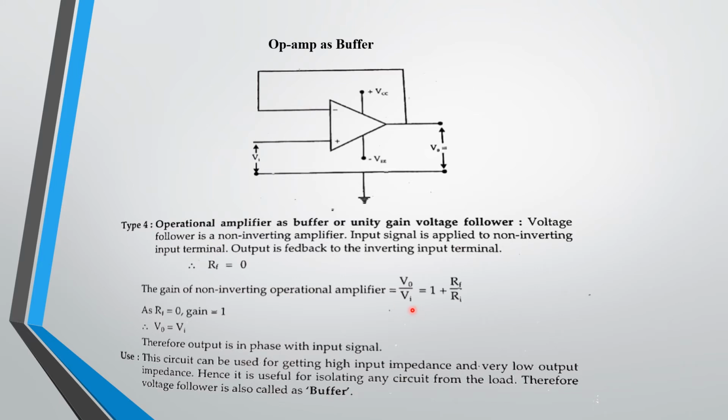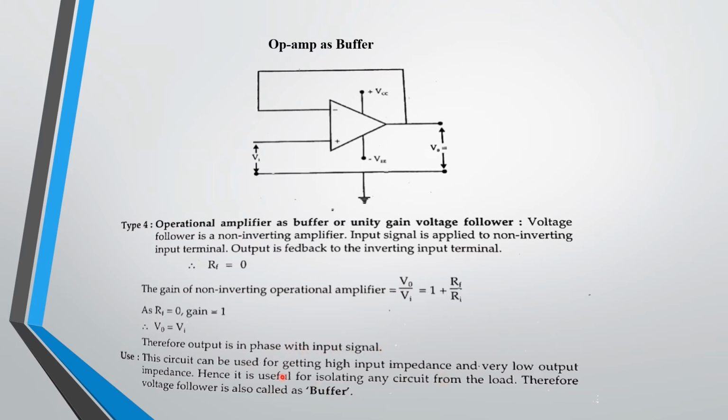So as we know, the gain of the non-inverting operational amplifier is 1 plus Rf upon Ri. Here resistor Rf is not connected, so it is 0. So 0 upon Ri, and Vo is nearly equal to Vi. Whatever we apply, we will get the same result. The output is in phase with the input signal.